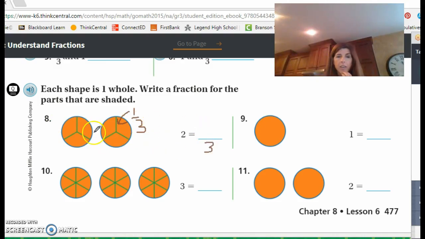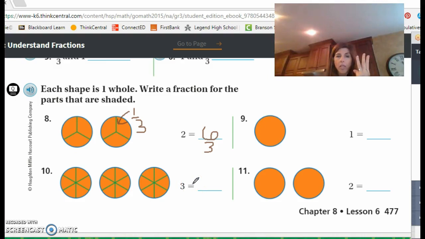How many are shaded all together? 1, 2, 3, 4, 5, 6. We have 6 shaded all together. Okay, remember that denominator. Just have to see what do you call the equal parts, okay? These are all divided up into equal parts, so yes, we can do a fraction. But we have 1, 2, 3, 3 wholes. We already have that here for us.